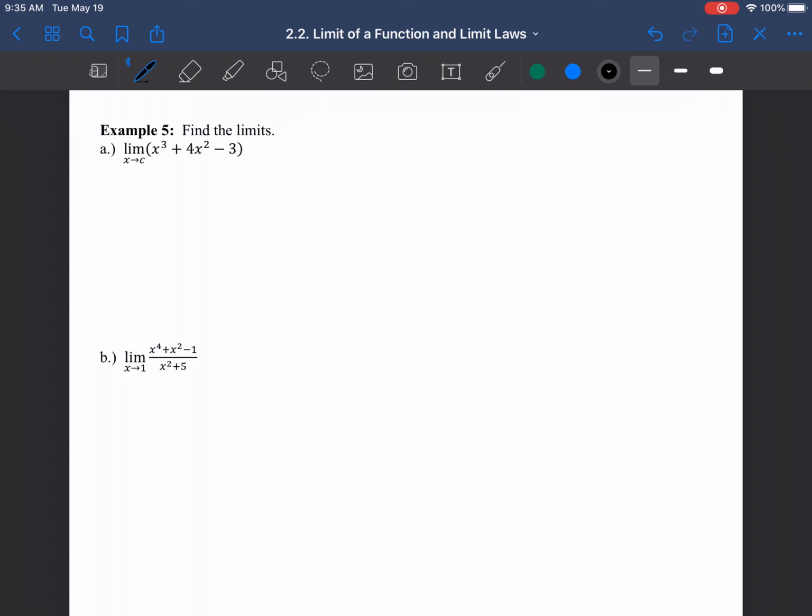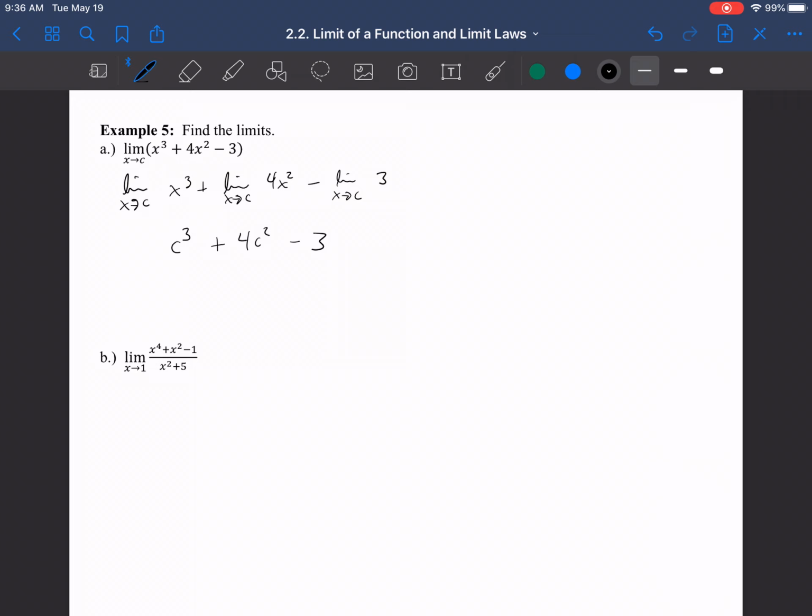So let's take a look here. Find the limits. The limit of x cubed plus 4x squared minus 3 as x goes to c. This is the limit as x goes to c of x cubed, plus the limit as x goes to c of 4x squared, minus the limit as x goes to c of 3. So now we can just use our rules. We can actually here just plug this in. This first one is c cubed. We plug in c for x. The second one is 4c squared, and then the last one is just the limit of a constant is just the constant. So there you go. All right, and that's our answer for that one.